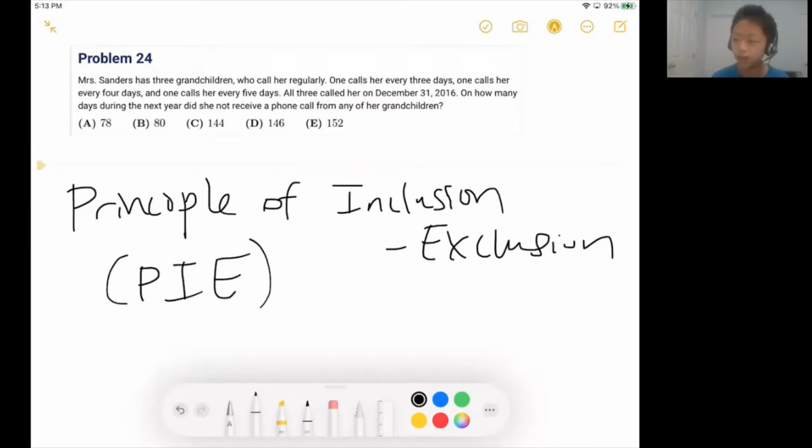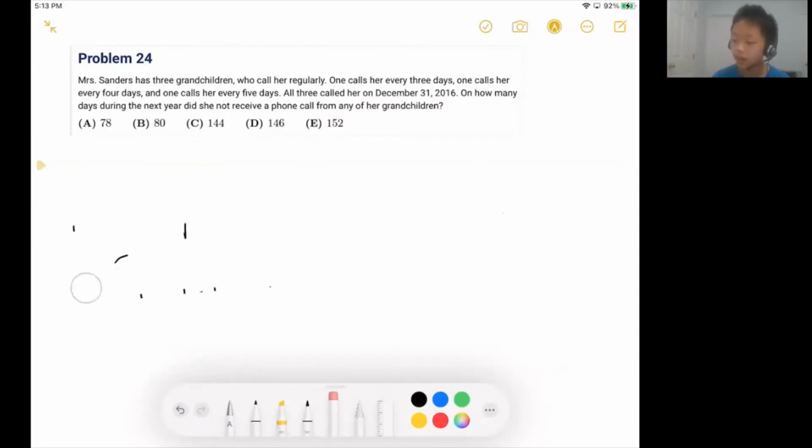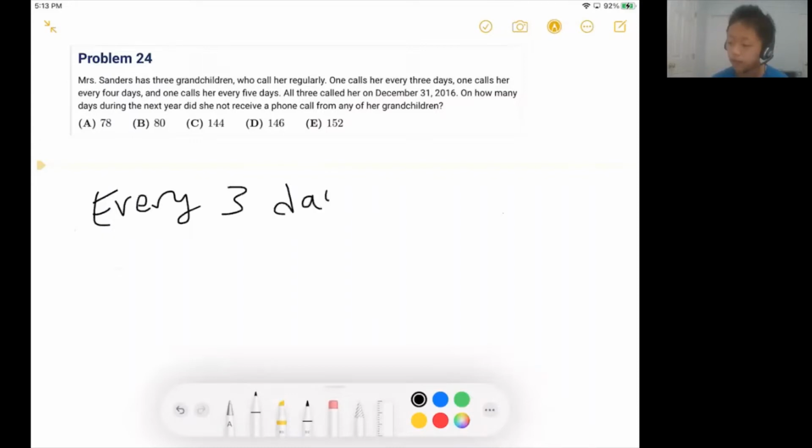So we can apply it to this problem. The idea is, let's first look at these kids one by one. The first child calls every 3 days. Notice that there are 365 days in a year, assuming it's not a leap year. So actually, let's go back to the question.